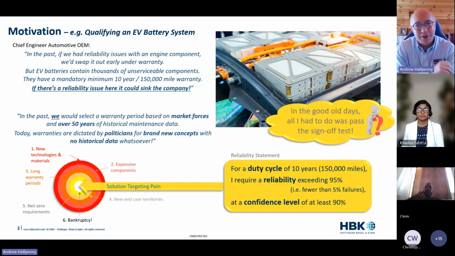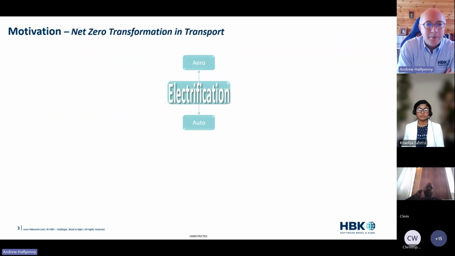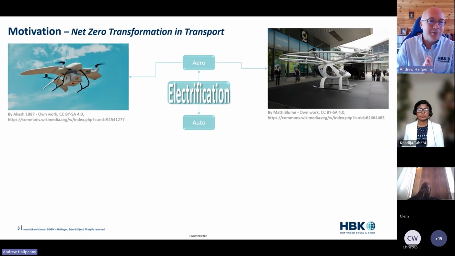And it's not just the automotive industry that faces this problem. Net zero transformation through the whole of transport is having a massive impact and forcing companies to do things they've never done before. So if we look at aerospace, for example, there's a lot of eVTOL, electric vertical takeoff and landing. On the left, you can see an unmanned drone. But we're also going for manned aircraft, and we're also looking at autonomous transportation as well. So the pilot doesn't pilot, it does itself. Again, a hugely valuable and very significant thing going on there.